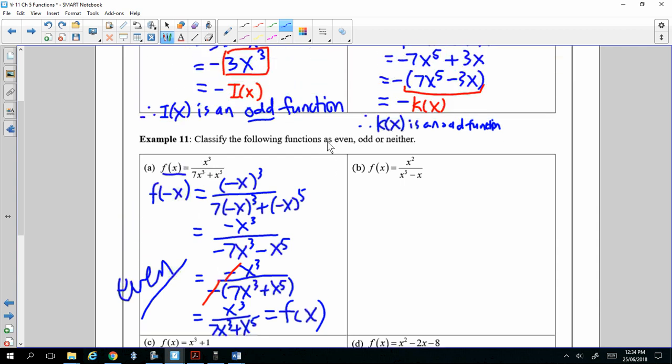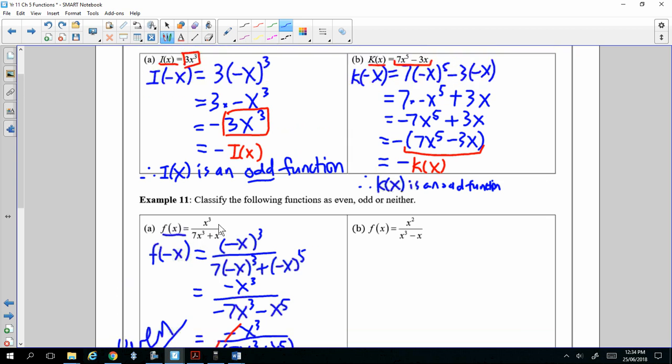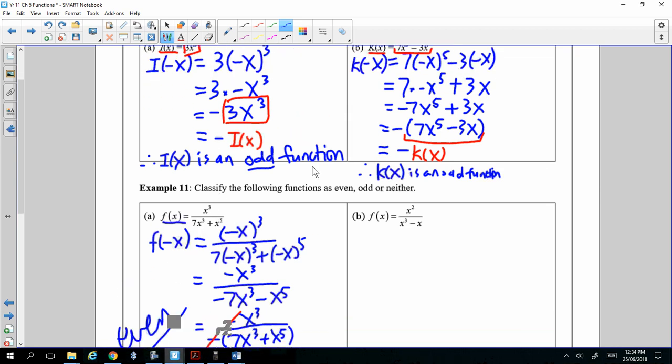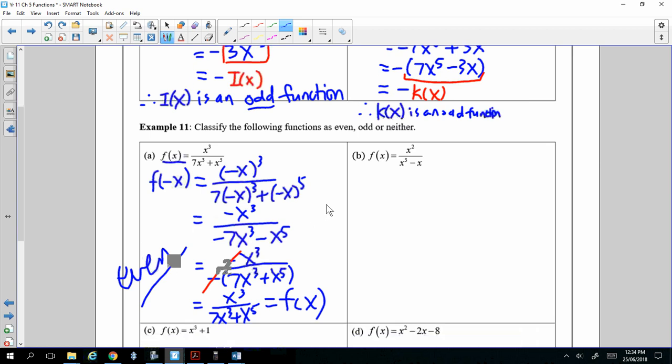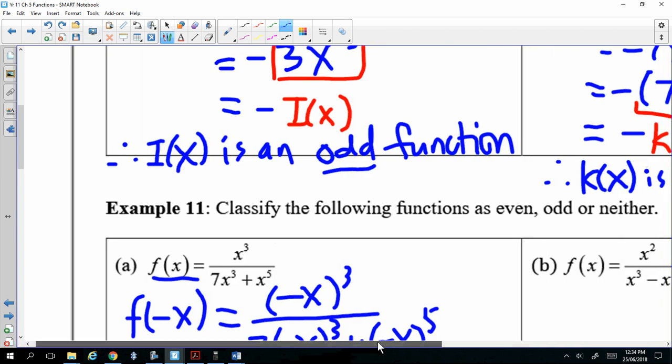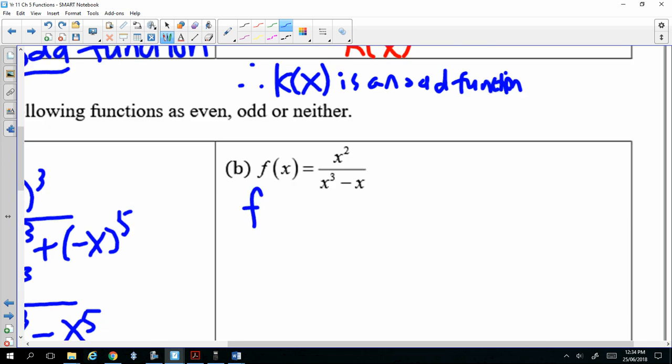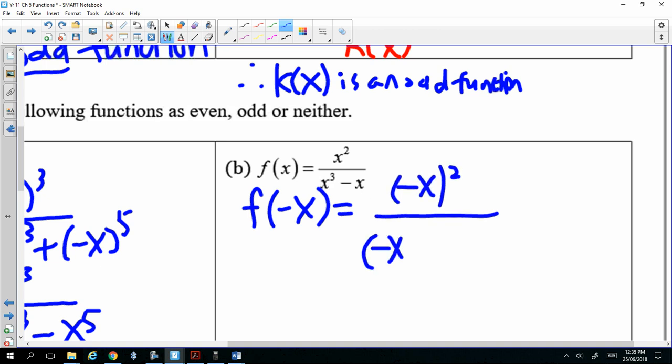Alright. Let's try the next one. See if it's odd or even. Let's do this. F negative x. Negative x squared, negative x cubed, negative x. And when you square the negative, it becomes positive. Cube the negative, it becomes negative. Double minus is plus. Okay. Alright, so what do we do next?